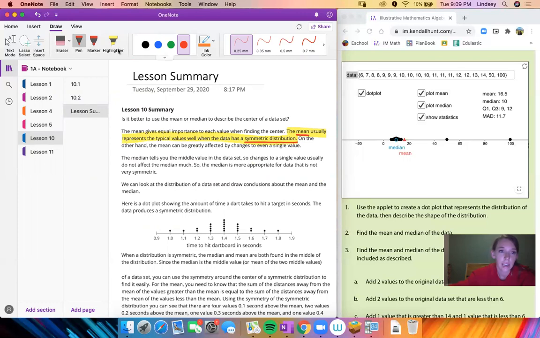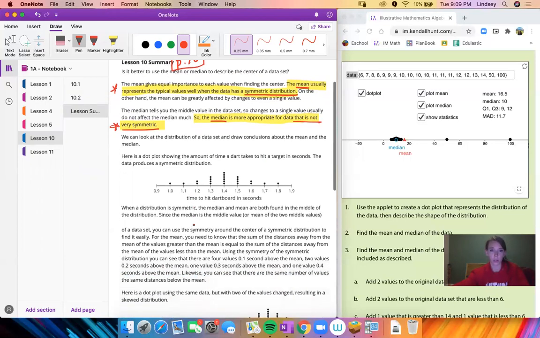Okay, next paragraph, the median tells you the middle. So changes to a single value usually do not affect it as much. So highlight, the median is more appropriate for data that is not very symmetric. Okay, so there's those two really important things. I believe this is on page 70 if you're lost of where this is at.